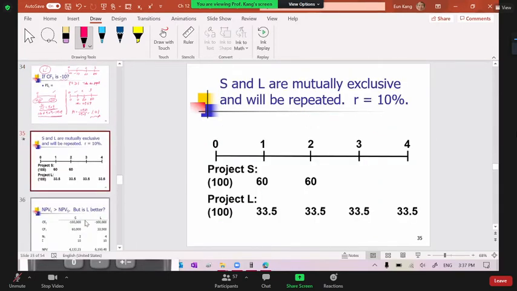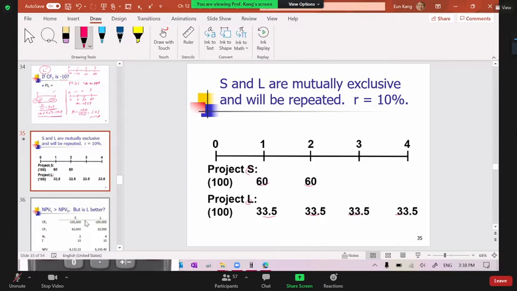That is, you have 2 projects, Project S and Project L. Now, this is not small and large. This S is short, L is long. This 2-year project has a bigger cash flow. Project L, 4-year project, but smaller cash flows.